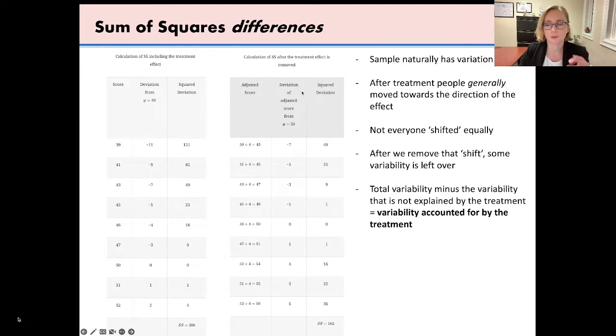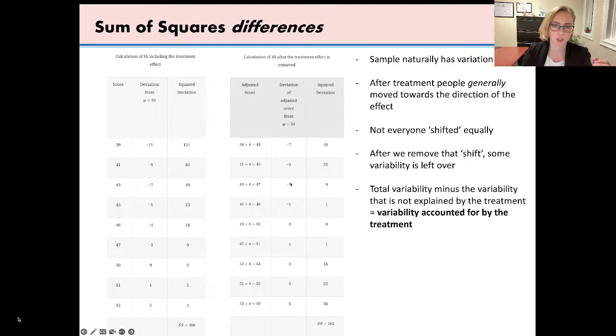Now, if we do that extra calculation of removing the treatment effect, so we have to add 4 to every single value, that will shift it to be centered around 50. It will shift the distribution, right? You're not bringing up 39 person all the way up to 50. You're just shifting it according to how much the hypothesized treatment effect would be, and therefore removing the variability of the treatment out of the actual variability of these people.